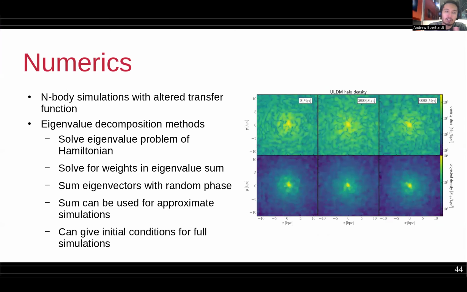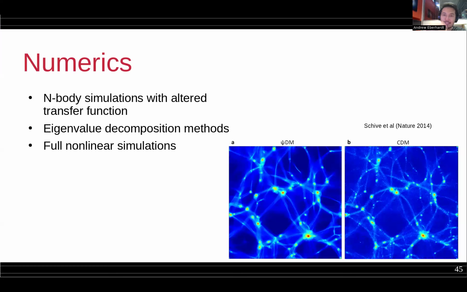But we don't have to do that. We can also take this halo that we've constructed with this eigenvalue sum, and use that as the input, the initial conditions, of a full nonlinear simulation of an isolated halo. And so the most accurate thing we can do is to run these full nonlinear simulations, where we directly integrate the Schrodinger-Poisson equations, not making any approximation, or rather only making the non-relativistic approximation.